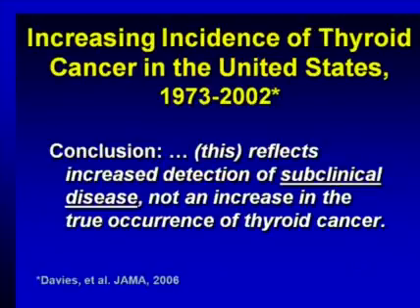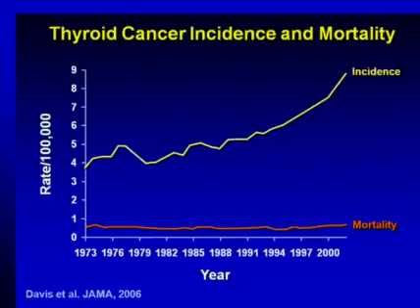There's been some concern that there's an increasing incidence of thyroid cancer in the United States. This recent article in JAMA showed that in the last 20 years there's been over a twofold increase in thyroid malignancy. However, the conclusion was that this reflects an increased detection of subclinical disease and not a true increase in the occurrence of thyroid cancer. Also, at the same time that this incidence has been increasing, the mortality rate remains very low and has been stable throughout this time.